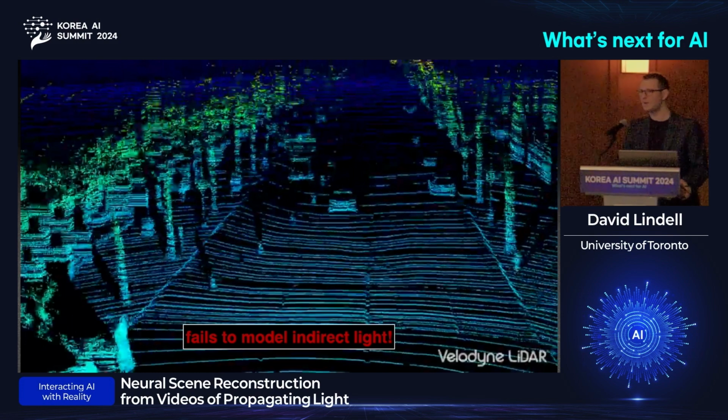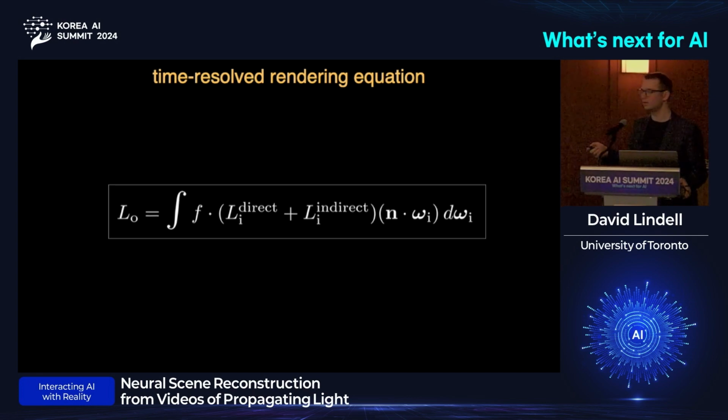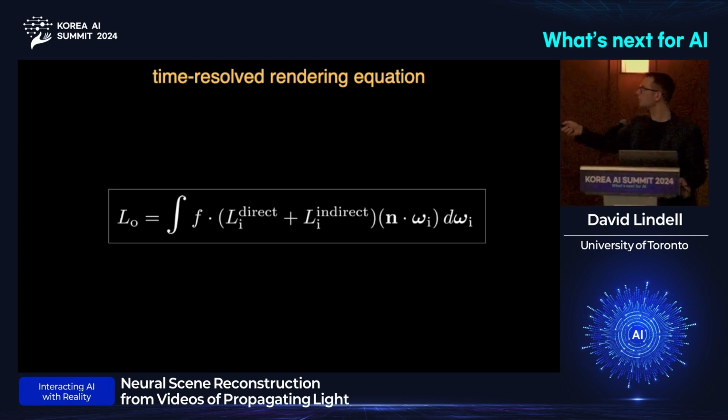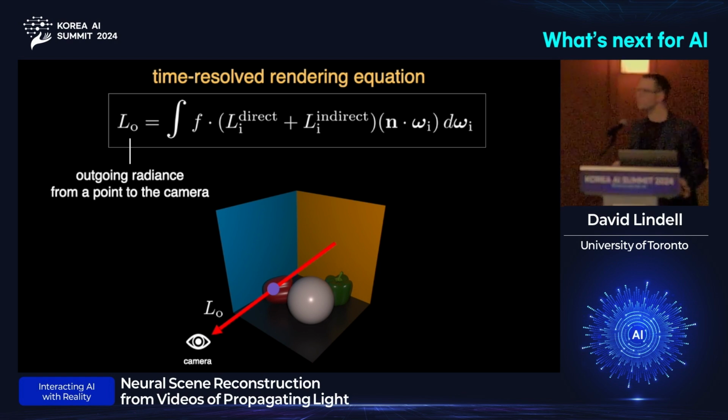So perhaps we could do a bit better if we can model not only the direct component, but also the indirect component of light. And we can do this through a physically based model of light transport using what's called the time-resolved rendering equation. This is an equation that we can model and invert to recover geometry and other scene properties from direct and indirect light. So what is this equation?